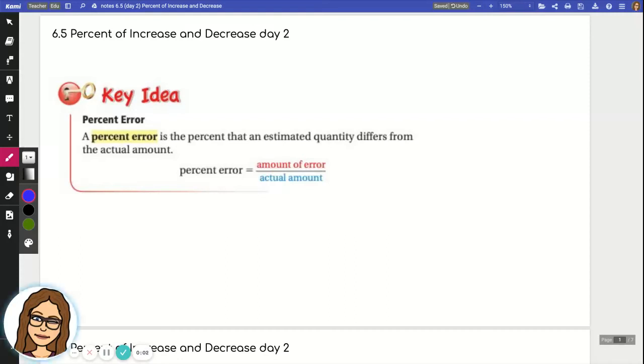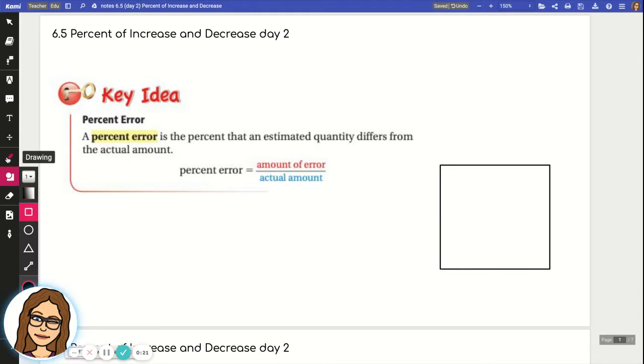All right, today we talked about day 2 of percent of increase and decrease, and this is where this idea of percent error gets introduced. So this would be the percent that an estimated quantity differs from the actual amount. So percent error is amount of error over actual amount.